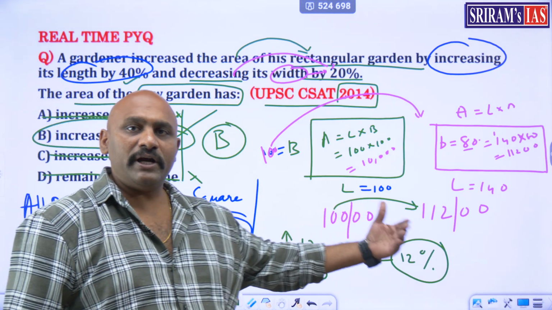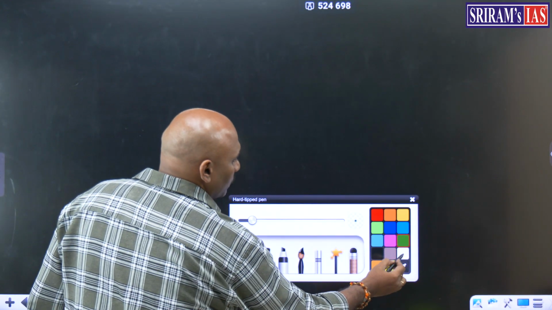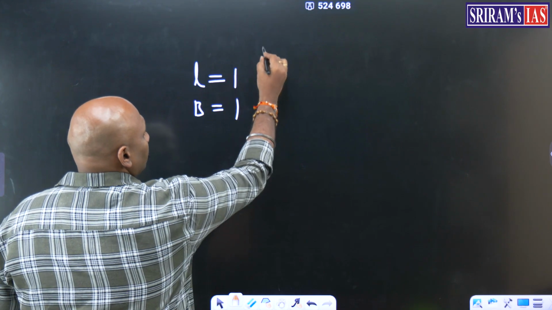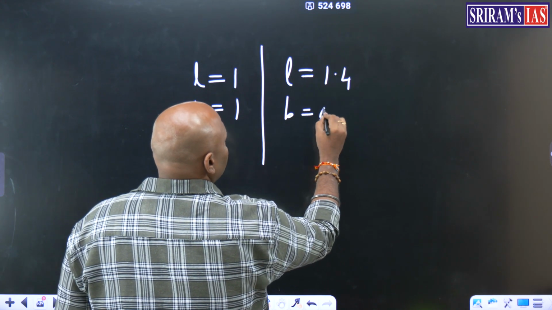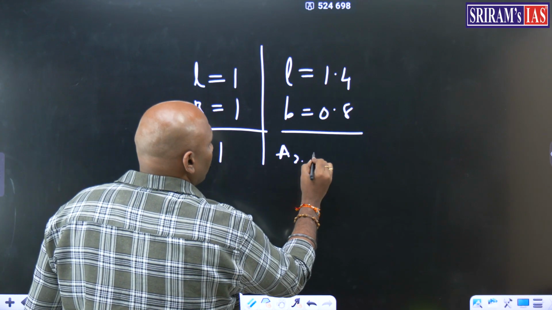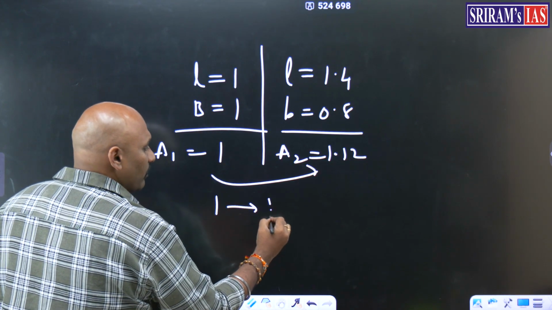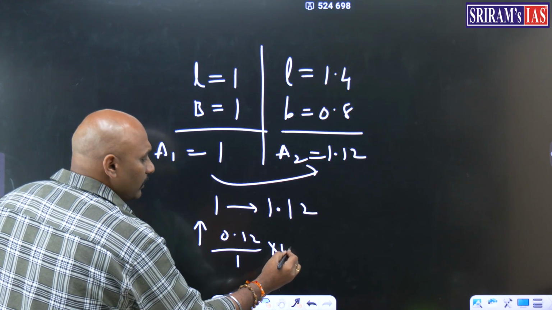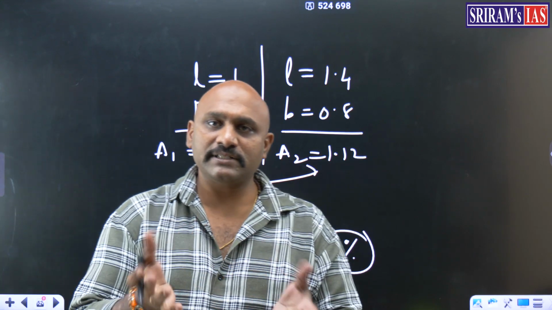The same thing can also be done by taking 1 unit. Another way to do this is I will take the length to be 1 unit and the breadth to be 1 unit. Now the new length will become 1.4 units. The breadth will become 0.8 units. Area 1 will be 1. Area 2 is becoming 1.12. Therefore, for the percentage increase, 1 is becoming 1.12, so the increase is 0.12. This increase happened over 1 into 100, which is again 12%. So you can do it in any way, whichever is comfortable for you.